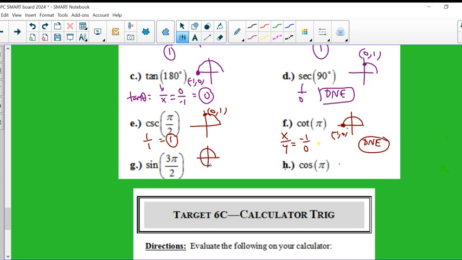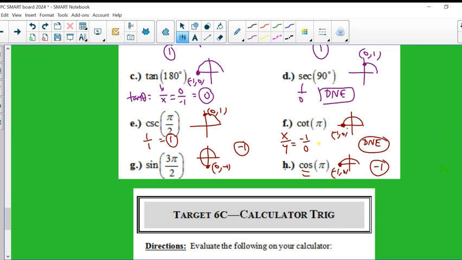Okay. Sine of 3 pi over 2. Now we're down here at the south pole, so to speak, at 0, comma negative 1. Sine would be the y value, so negative 1. And finally, cosine of pi. Pi, I could have used the same diagram above, but that's all right, I'll use this one. We're still at negative 1, 0. Cosine is the x value, so we get one more time a value of negative 1.